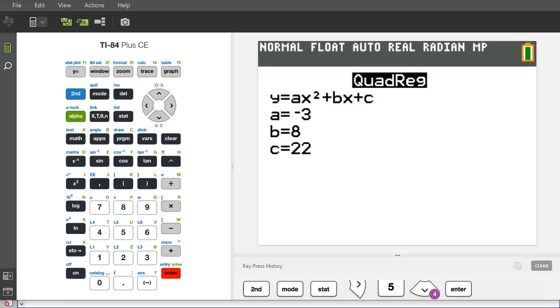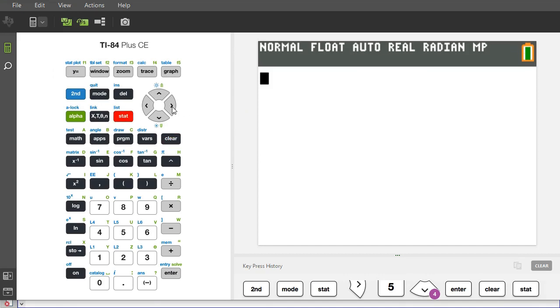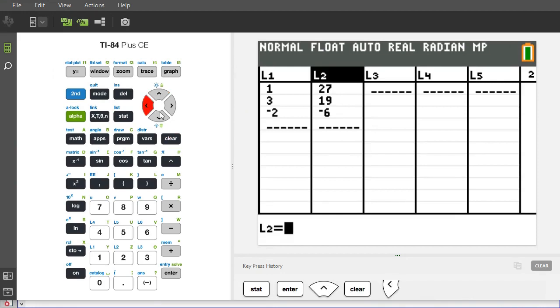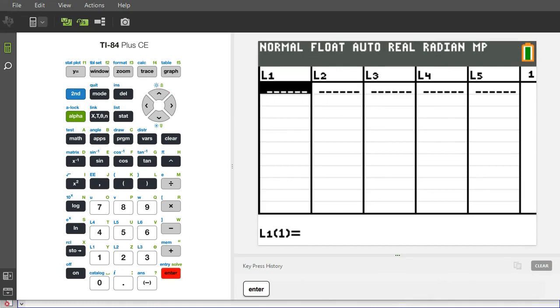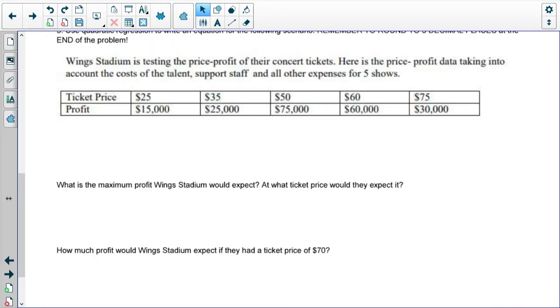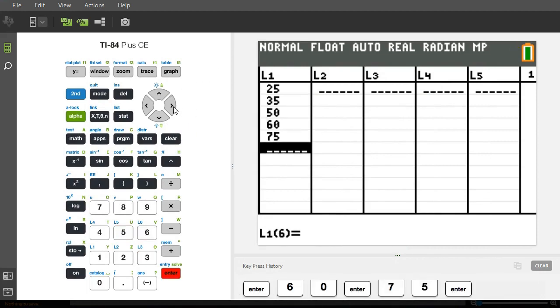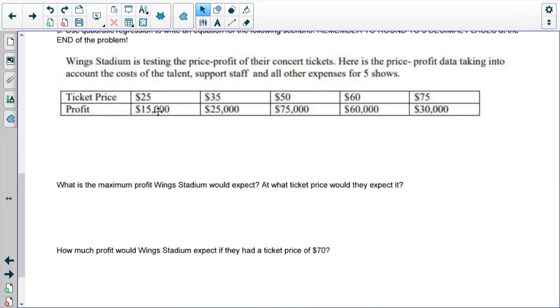So in order to do that, let's edit what we're doing. So I'm going to clear L1 and L2. And I'm going to substitute in all of these values. So my X values are ticket price. So 25, 35, 50, 60, and 75. And then L2 are going to be profit. And for simplicity, I'm just going to get rid of the 3 zeros and then put them back in at the end of the problem.